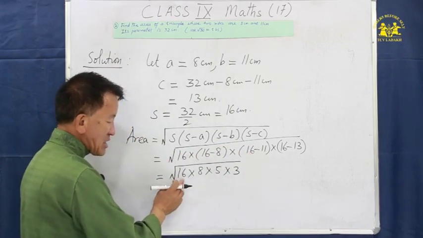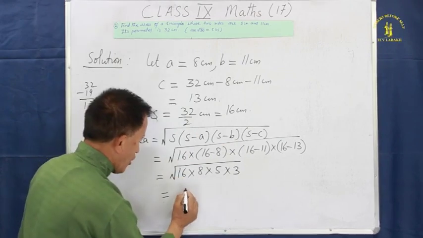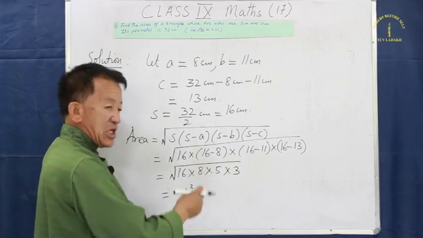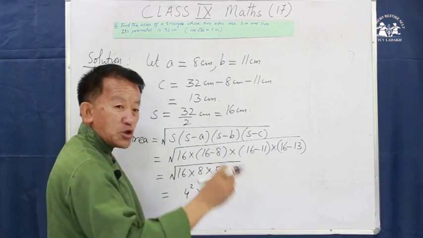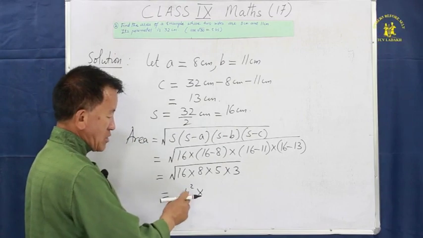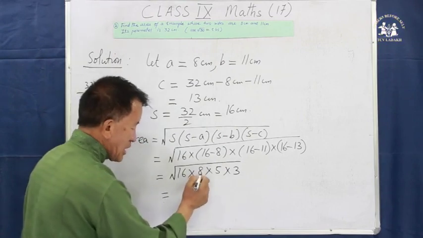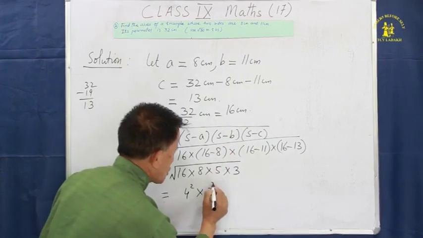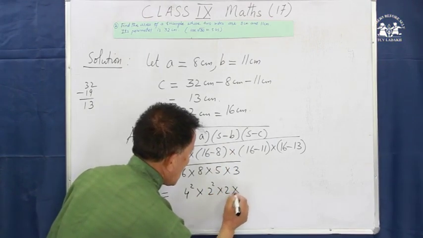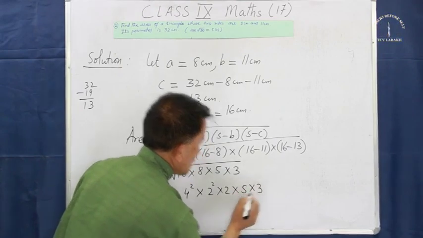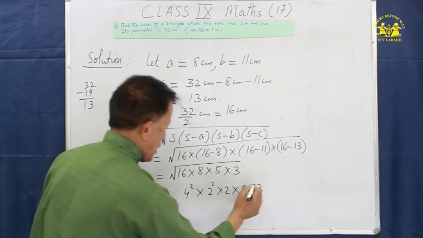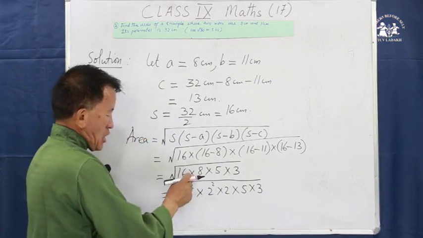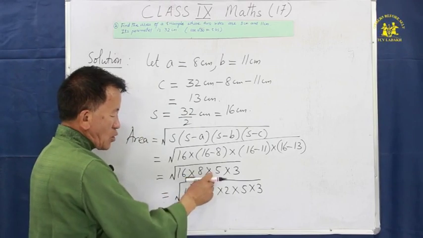For example, in this case 16 is a perfect square of 4. So instead of 16, we write 2 into 2 into 2 into 2. Similarly 8 is 2 into 2 into 2. You can write it as 2 square into 2. These are prime number factors. So the square and root cancel, square and root cancel.